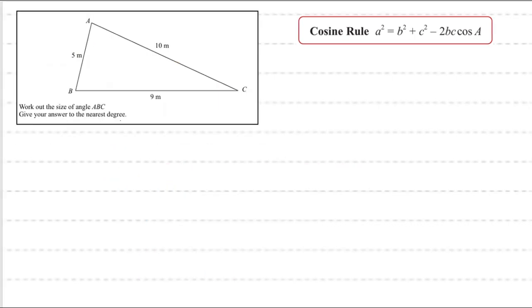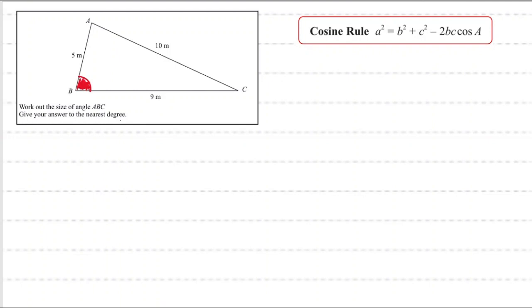The third exam question. Work out the size of angle ABC and give your answer to the nearest degree. First of all, let's figure out which one is the angle ABC that the question refers to. The angle is given in 3 letters, A, B, C. And we always pick the middle letter, which in this case is the letter B, and that is the angle that the question refers to.